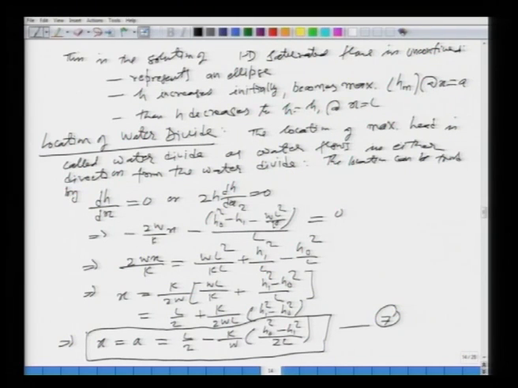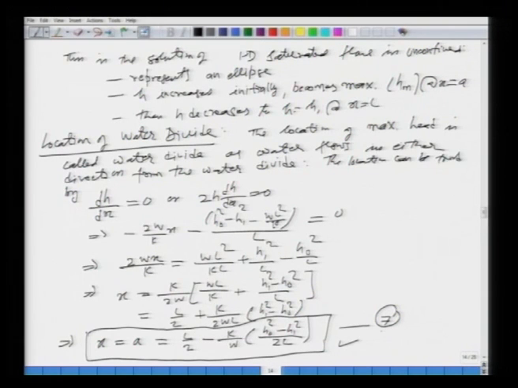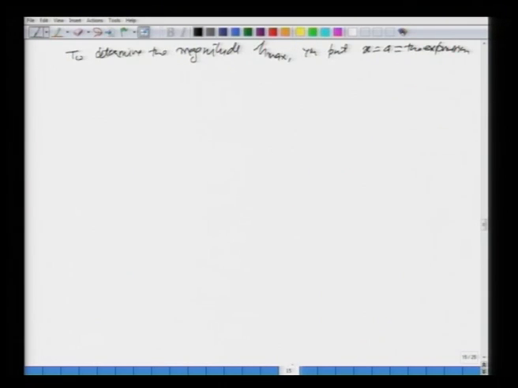Now, how can you find the value itself? What will be H m? To determine the magnitude H max, all you do is put x equal to a, whatever the expression we have found, which is this one. You put this in the solution.